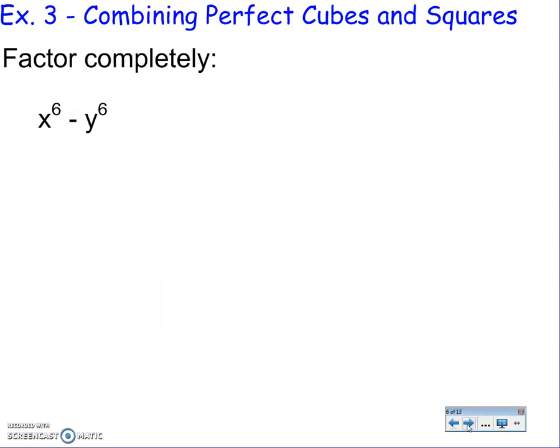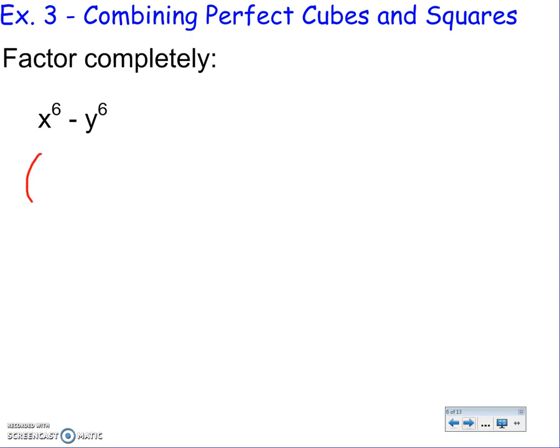Alright, factor completely. Here, this is combining perfect cubes and squares. Notice, this is really x squared cubed, or you could say x cubed squared. So it's something squared or something cubed. So technically we use both of those formulas, the SOAP formula and the difference formula. So to make life easier, you should do the difference of squares first.